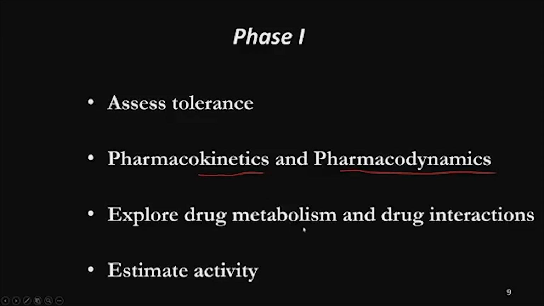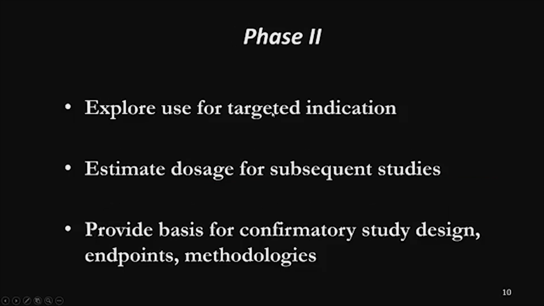You also look at drug metabolism and drug interaction and also estimate the activity. In phase 2 you look at where the drug goes and acts. So, you try to look at whether there is an upregulation or downregulation of the target, what is the dosage required to kill a particular amount of bacteria or reduce the activity of some proteins.